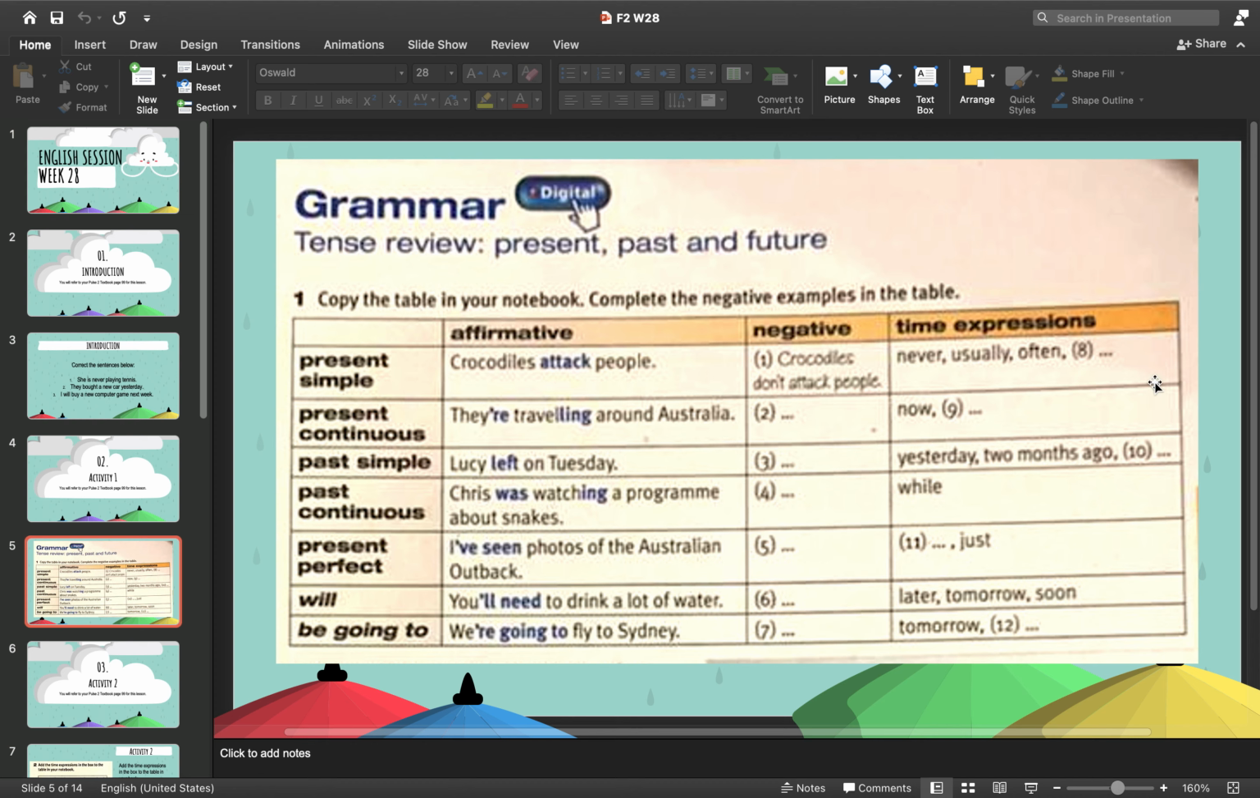First of all, copy everything. Ni semua ni kamu kena salin. But be careful, we have some things that we need to fill in. Okay, dekat sini kamu kena tukar ayat dia. Nanti teacher cakap lagi. Dekat sini kamu kena isi time expressions. So, let's have a look at it.